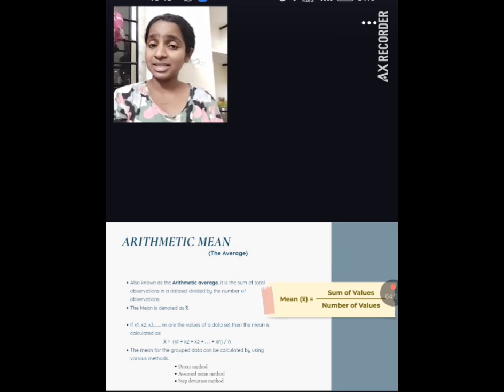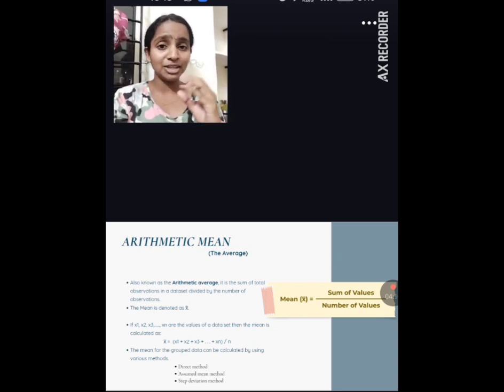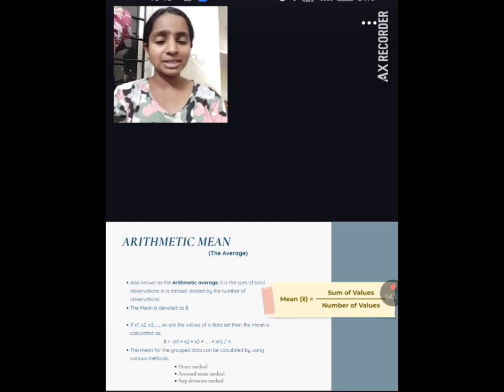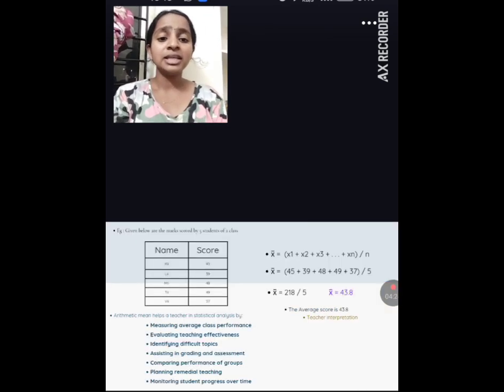What if the data is grouped? Then there are several methods for finding the mean. The first is the direct method, then the assumed mean method and the step deviation method. I am not going into detail about these. In the direct method, the equation that we follow is sigma xi fi divided by sigma fi. Hope it is clear. Now let us look at an example.